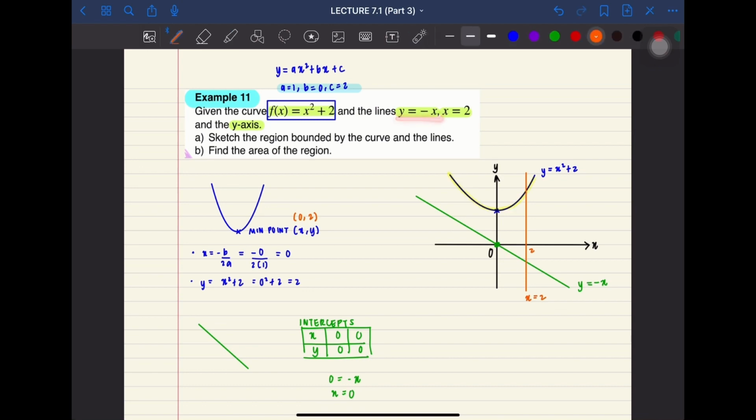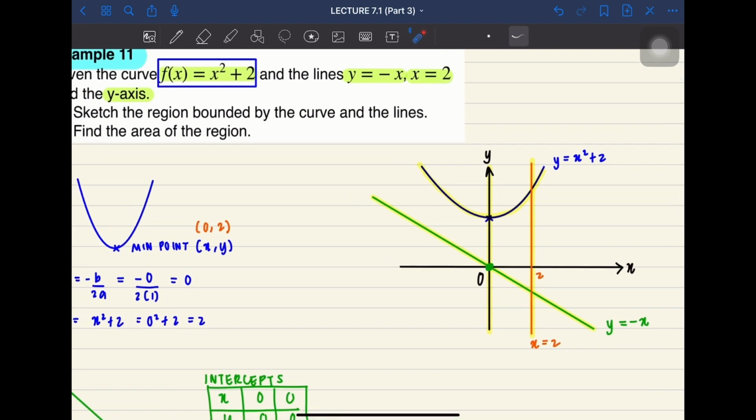Lepas tu line this one, which is the green one. And then x equal to 2 dengan y-axis. So x equal to 2 yang orange tu, and then we have the y-axis. Okay, so lepas highlight awak akan nampak kawasan mana yang dikurung. Kawasan mana yang semua tempat dia ada kuning. The highlight, the yellow highlight.